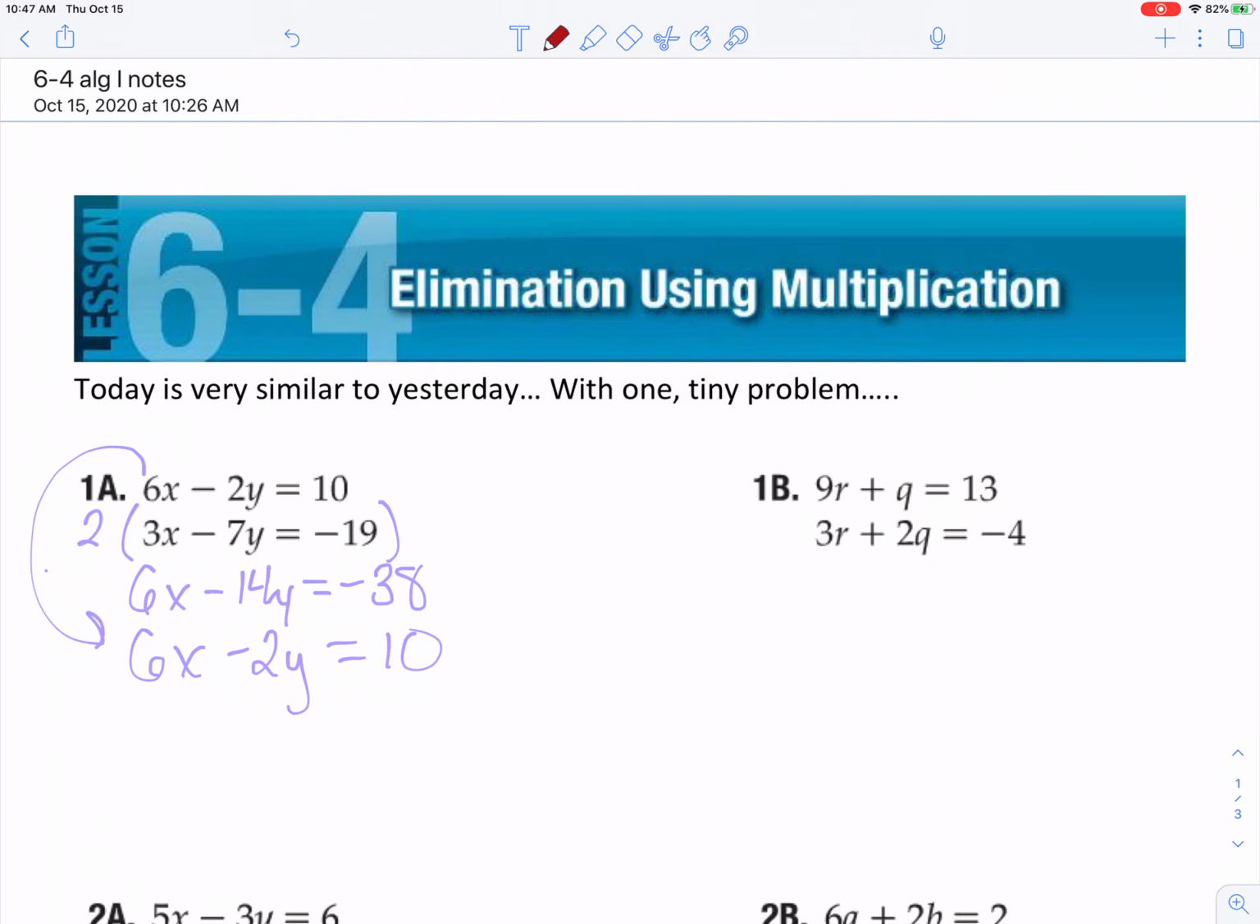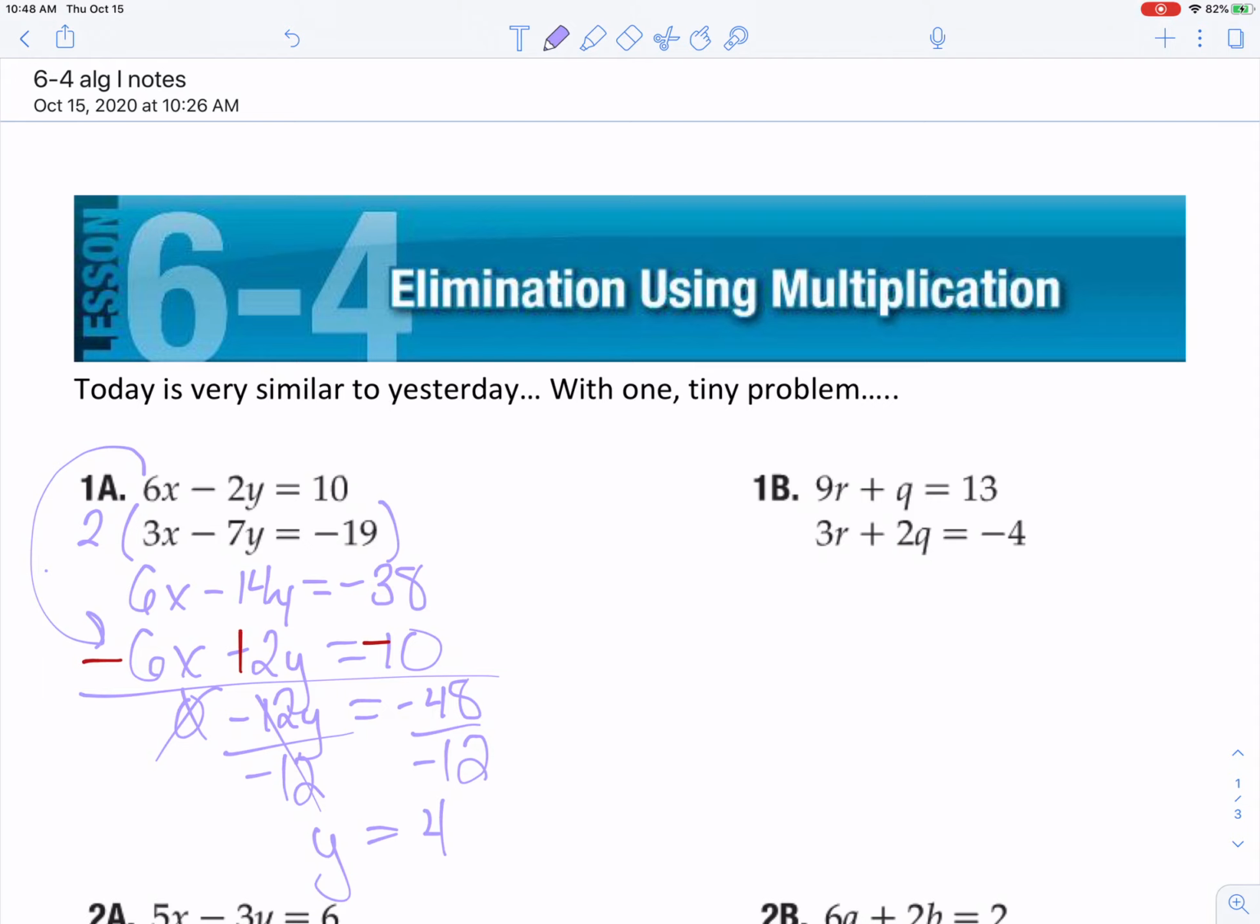It looks like I'm going to need to subtract, so I'm going to use my super secret ninja move to subtract the signs. Alright, so my x's cancel. They become 0. Negative 14y plus 2y is negative 12y. And it's going to equal negative 48. So I can divide by negative 12. y equals 4.